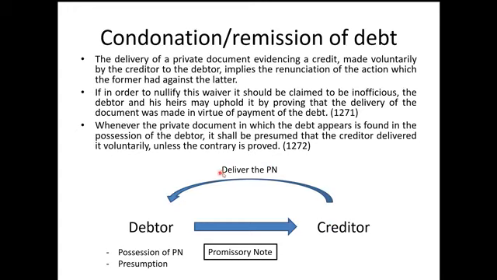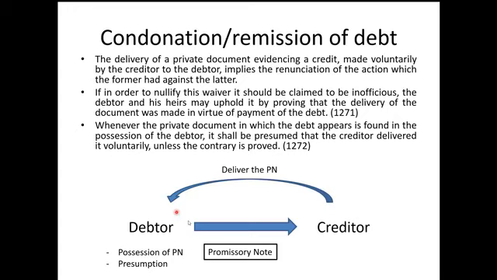Later on yung PN, hawak na ng debtor. Sabi natin, ang presumption, it was voluntarily delivered by the creditor. Kaya implied condonation of debt. Ang problema, yung creditor nag-raise na inofficious daw to. Excessive. Ibig sabihin, pag na-prove ng creditor na may excessive condonation, pwede siyang mag-file ng petition for reduction on the ground of inofficious donation. Ano naman ang defense ng debtor pag sinasabi nitong inofficious?